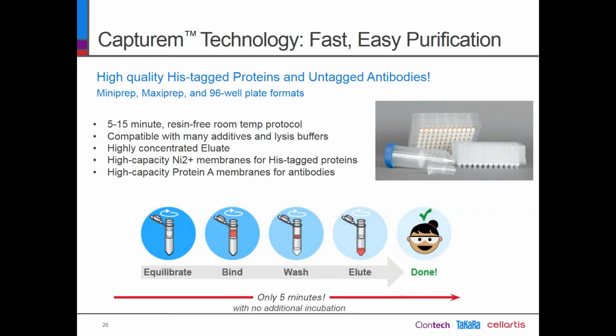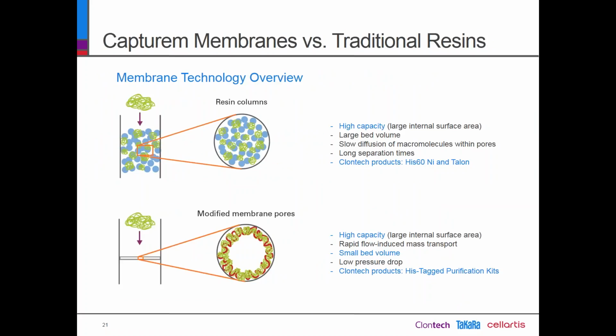So what is this high capacity membrane that I talked about? When working traditionally, we usually work with resins. These are small beads that have a special surface that can bind nickel, for example, or cobalt, and this in turn then binds his-tagged proteins, and that's how you use these resins for purification.